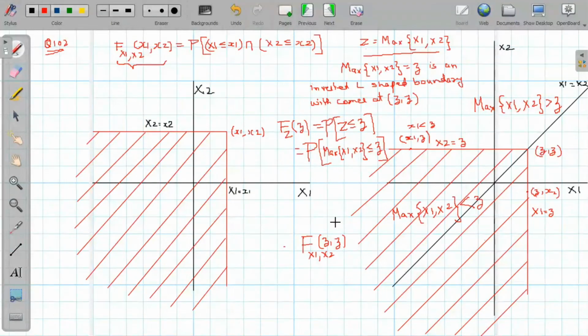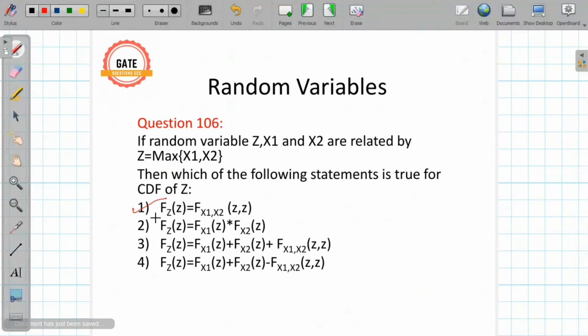And also this probability is the CDF of z. So we can write that capital F Z of small z will be equal to the joint CDF of x1 and x2 with sample values z comma z. So that is the relation between the CDF of z and the joint distribution of x1 and x2. So the correct answer is option 1.